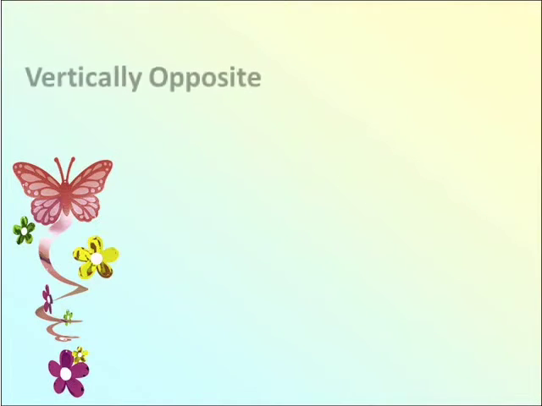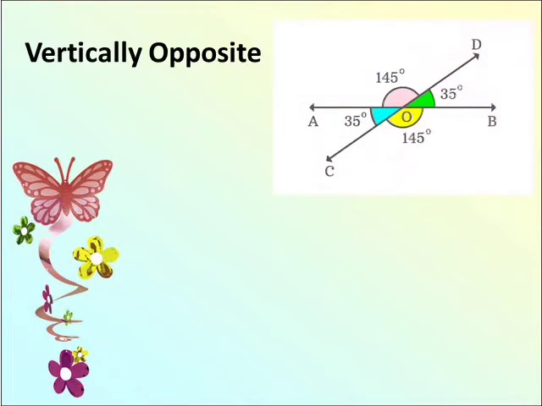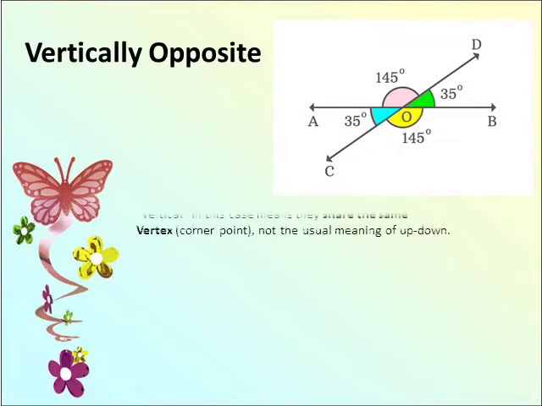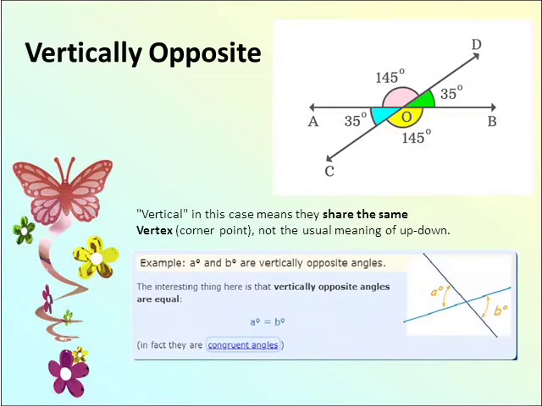And the other one that you have to know about lines and angles is vertically opposite angles. What is the meaning of vertically opposite? In a dictionary, vertical in this case means sharing the same vertex, or corner point, not the usual meaning of up and down. In mathematics, the interesting thing here is that vertically opposite angles are equal.